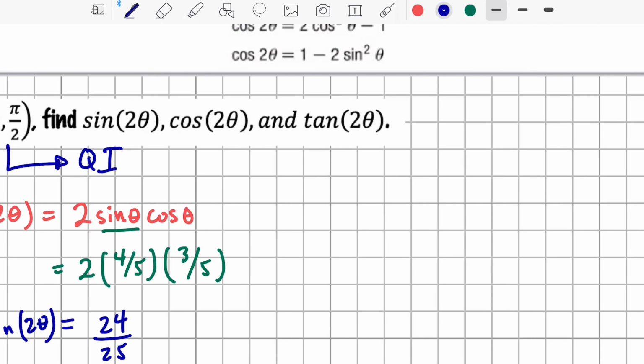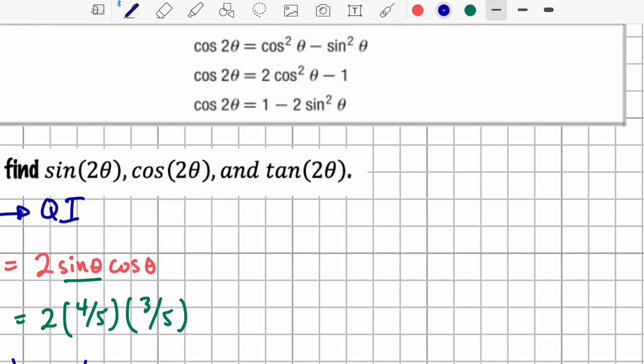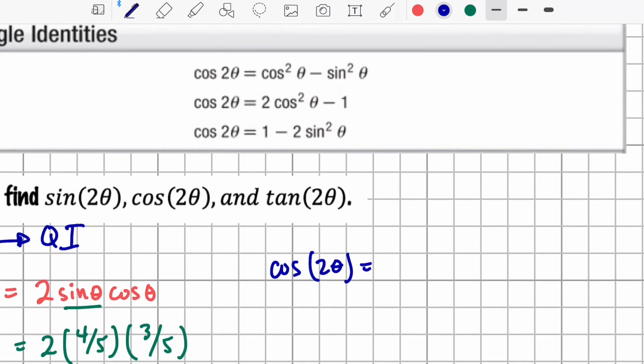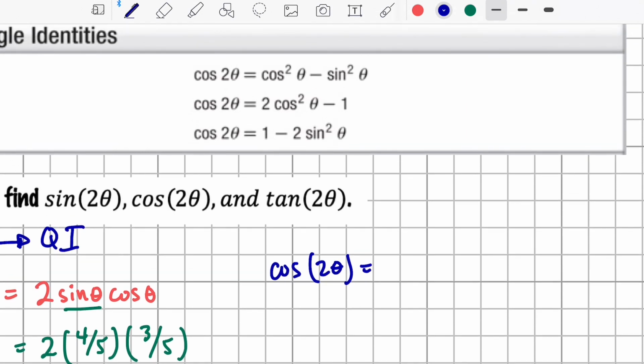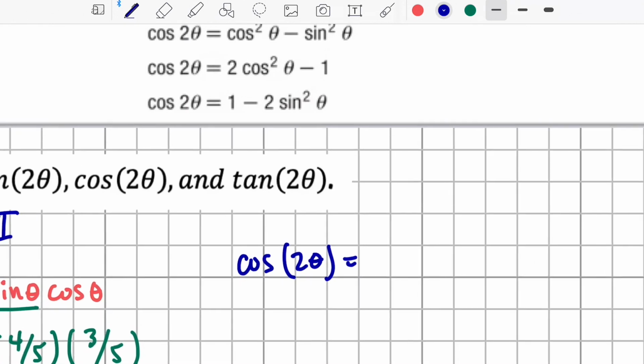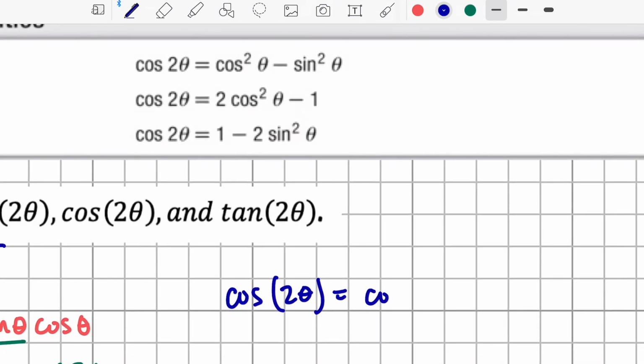Okay, so now we're going to find cosine of 2 theta. Now for cosine of 2 theta, we have 3 options. You decide which one. I'm going to go with the first one. Cosine squared theta minus sine squared theta.